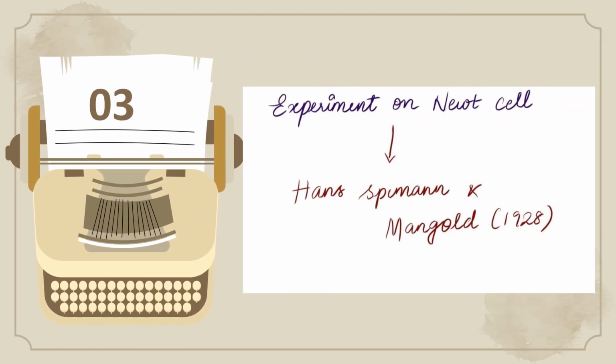So the third experiment is done on the nucleus cell. It is done by two world-famous scientists called Hans Spemann and Mangold. They did this experiment in the year 1928. They also did another experiment for which they got the Nobel Prize in the year 1935. So that is also an important experiment. First we look into this experiment.